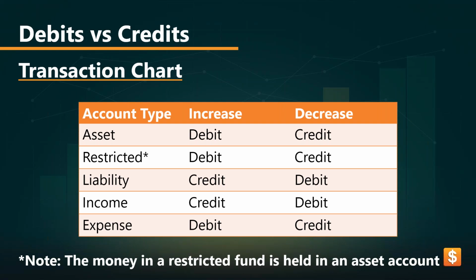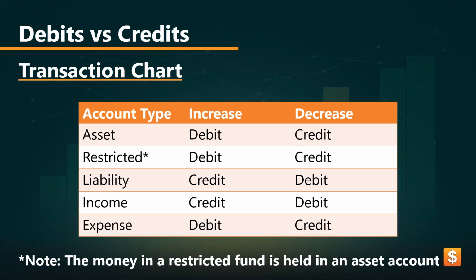The asterisk is a note for this debits and credits chart. The money in a restricted fund is held in an asset account. You would have learned that in the last training session, but it's going to become even more clear when I show a few of the transactions here.